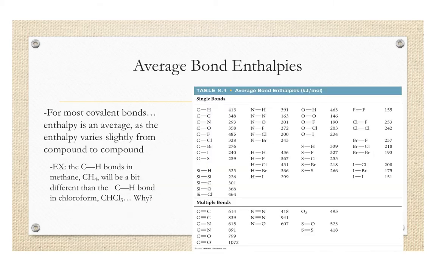When we talk about bond enthalpies, we typically talk about average bond enthalpies, because for most covalent bonds it's an average. It'll change slightly from compound to compound depending upon what other things that bond is bonded to. For example, the carbon-hydrogen bonds in methane, CH4, are going to be slightly different than in CHCl3.